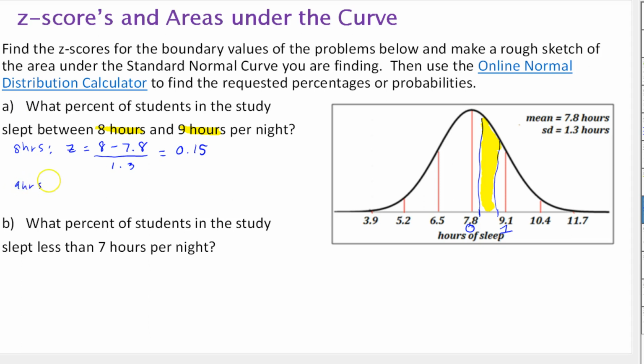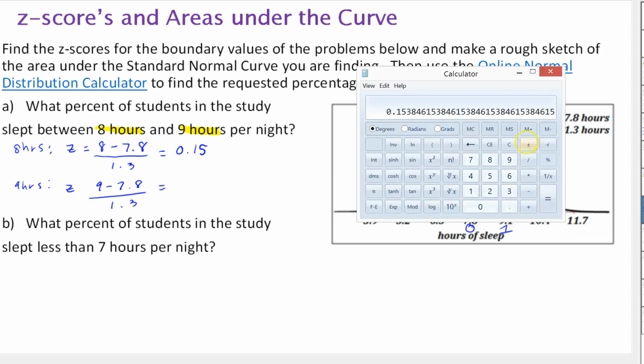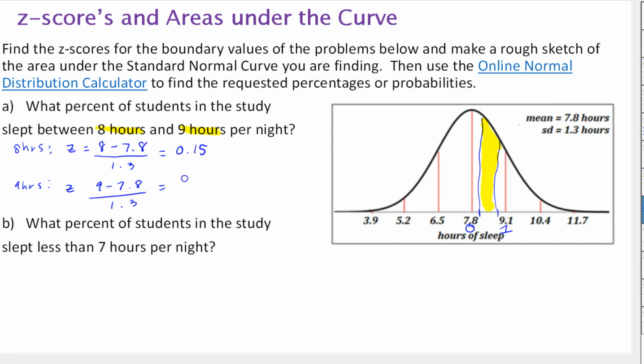Now let's do 9 hours. So z equals 9 minus 7.8 over 1.3. So that's going to be, well, the difference from the mean is 1.2, and divided by 1.3, so it's almost 1, which we saw in our diagram. And to 2 decimal places, we have 0.92.